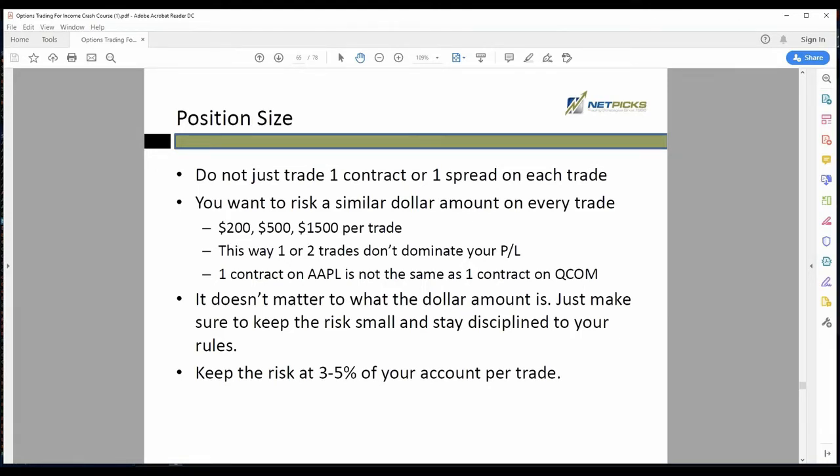Now, I don't care what the dollar amount is. It could be $200, it could be $500, it could be $1,500. It does not matter to me. Everybody's going to be a little bit different because everybody has different account sizes. So we want that number, ideally, to be in the 3 to 5% range of your account per trade. So you can do some simple math there. You know, if you've got the $10,000 account, we can do some simple math, right? Could keep your risk at a couple $100.